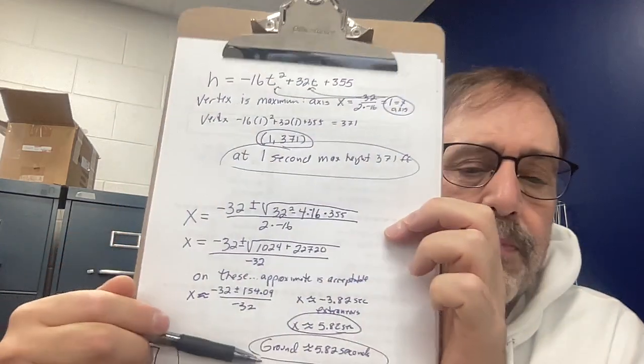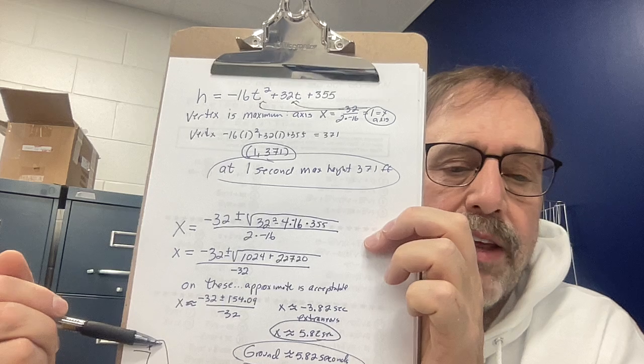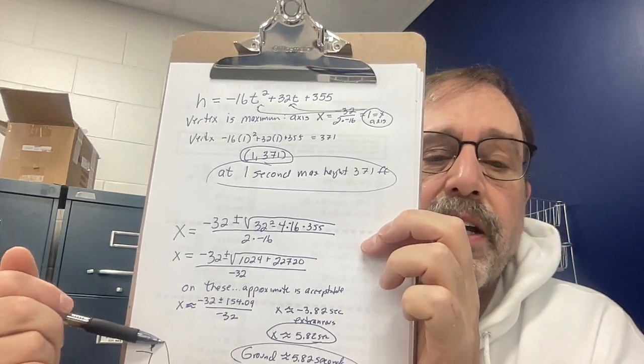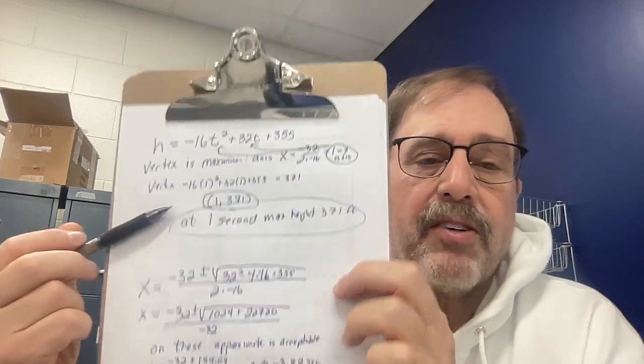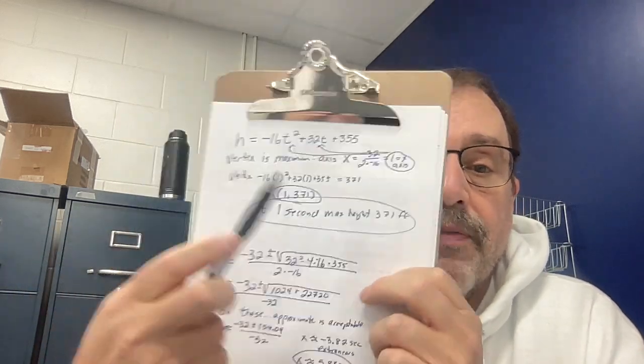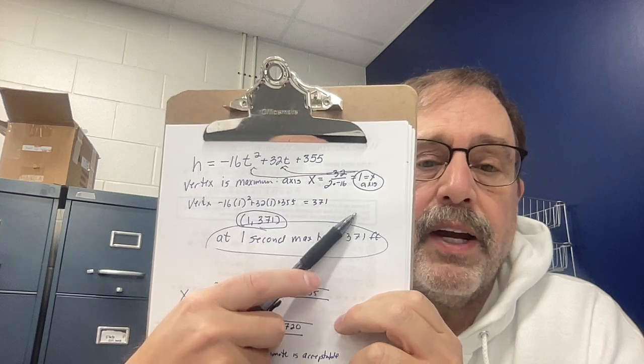The maximum of this little parabola-like thing is right there. And that vertex is the maximum height at the maximum time. And to find the vertex, we just do our vertex formula. X equals negative b over 2a.